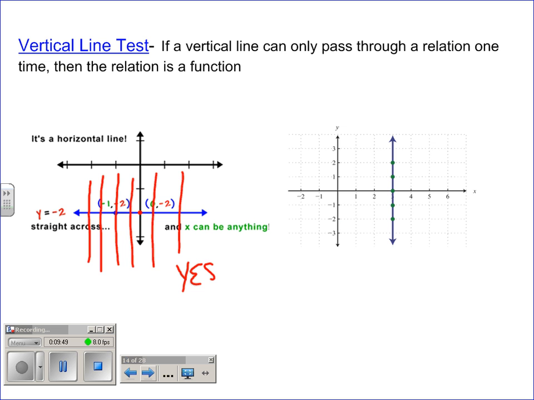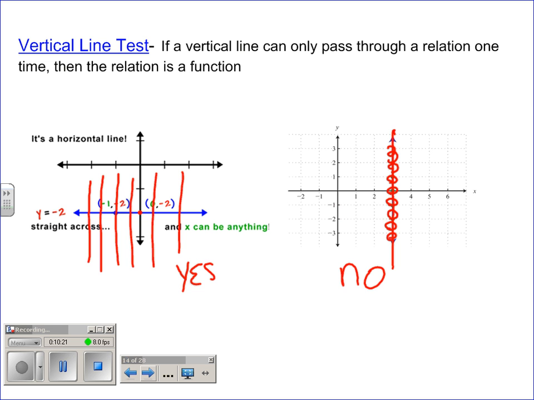And this one right here, I want you to think about this one. It's a vertical line. Will this vertical line pass the vertical line test? And no, it will not. This vertical line passes through the original line an infinite number of times. It passes through every single point. So every single point in the vertical line that I drew and the original vertical line are shared. So it is not a function. No, it's not a function.